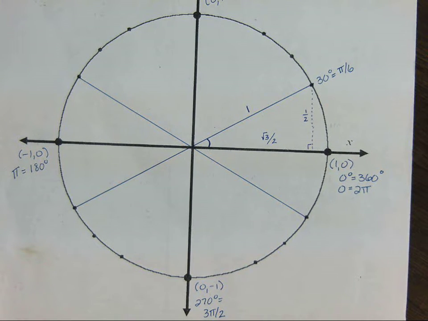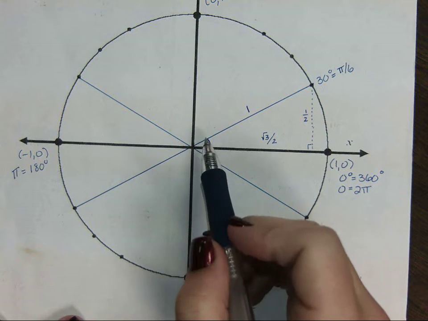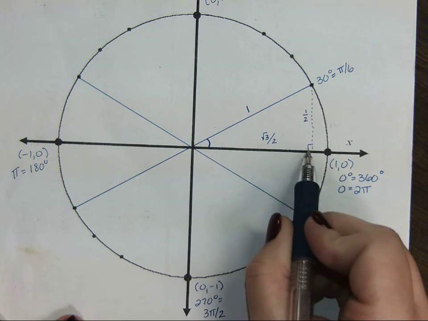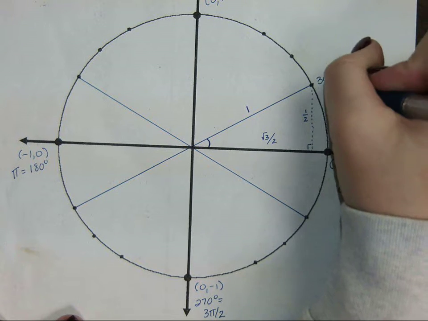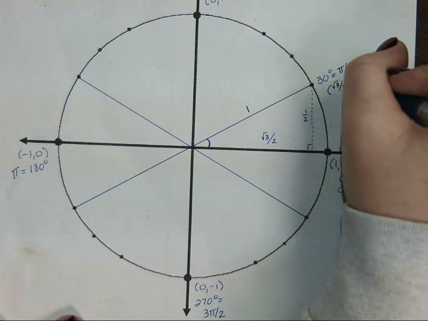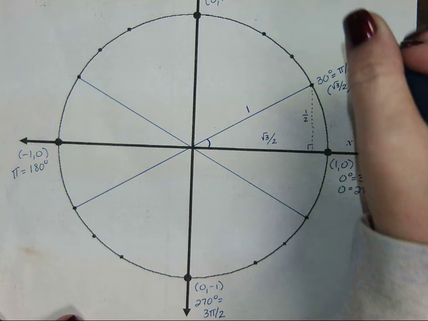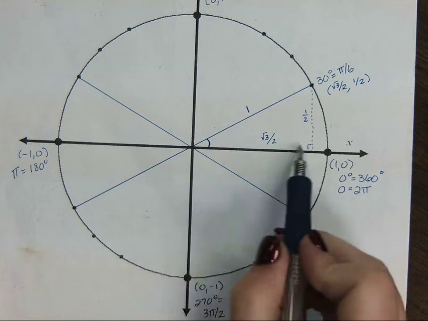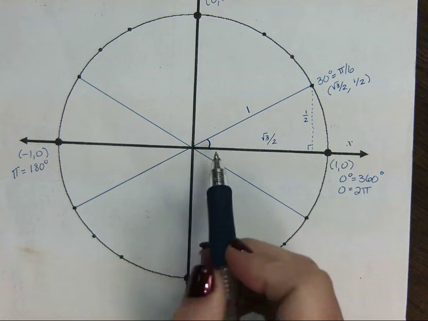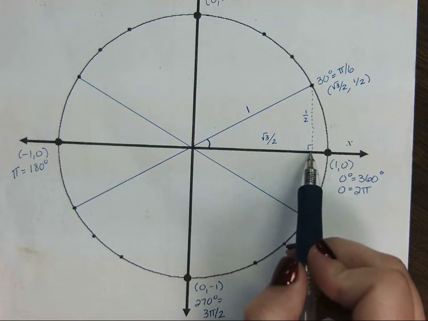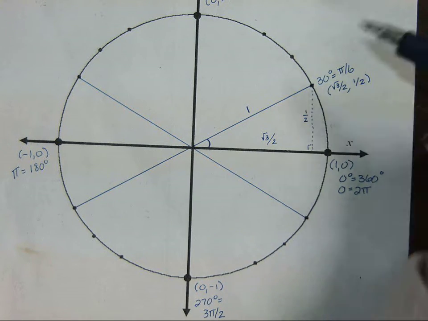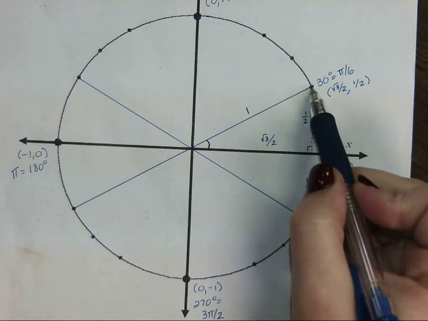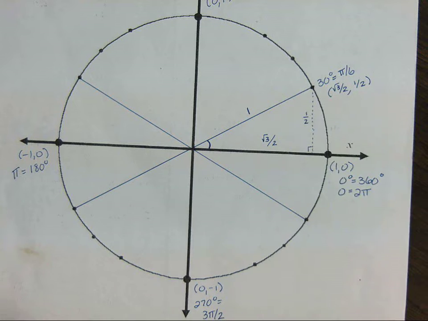And so if I think about what this coordinate is, it has an x value of root 3 over 2, and it has a y value, or a height, of 1/2. So I'm using the heights and the legs of the triangles to find the length going along the x-axis and the y-axis to get this coordinate. All right, so that's the coordinate of this point when I'm on the unit circle at 30-degree increments.